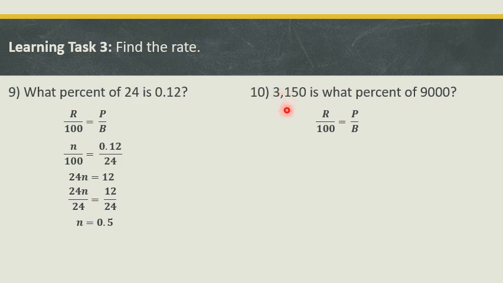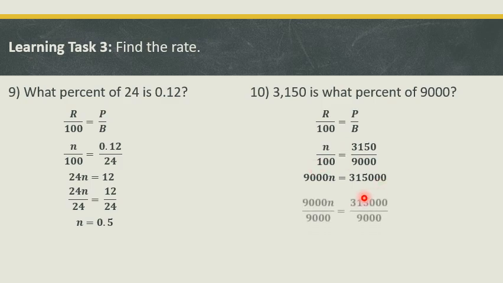Then, last, number 10, 3,150 is what percent of 9,000? So, 3,150 is our percentage, of 9,000 ito po yung ating base. Then cross multiply, so magiging 9,000n equals 315,000, kasi minultiply natin dito. Then divide both sides by 9,000. So pwede nyo na tanggalin yung tatlong zero. Magiging 315 divided by 9. So ang answer natin is 35. So 35% of 9,000 is 3,150.